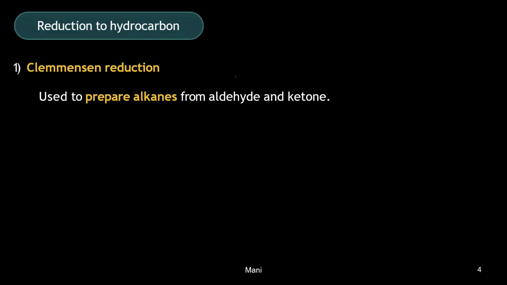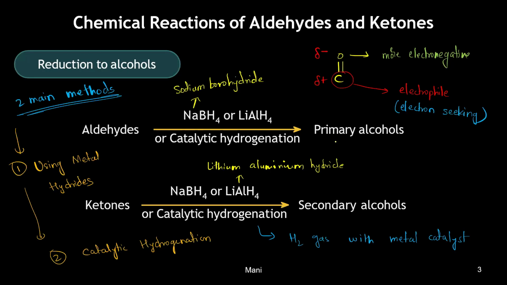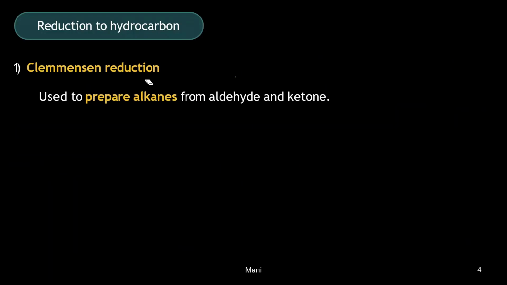Next one, Clemmensen reduction. Remember, the named reactions are very, very important. So the next one is the Clemmensen reaction. What is this Clemmensen reaction? Here you will be converting aldehydes or ketones into alkanes. In the previous condition, we converted into primary and secondary alcohols, whereas here aldehydes and ketones will be converted into alkanes, hydrocarbons.